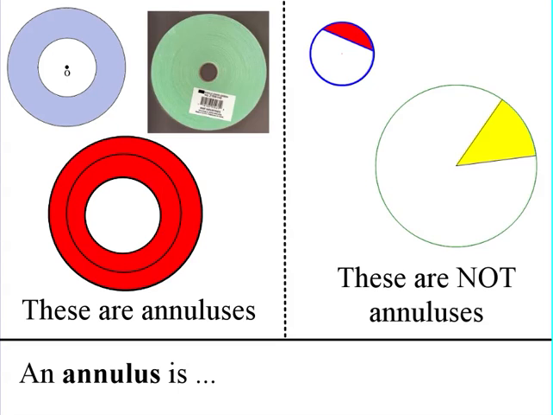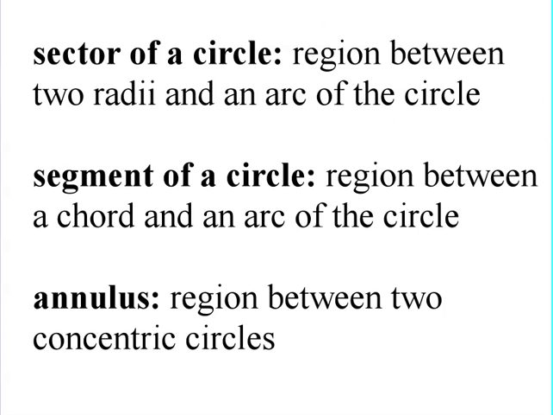All right, so let's see what an annulus is. Here are the 3 definitions I have. Like I said, if you like your definition, fine. That's great. This is a formal definition: a sector of a circle is the region between 2 radii and an arc of the circle. You guys were really close. You had the 2 radii. The only difference is you didn't have the arc. But once again, if your definition makes better sense, great.